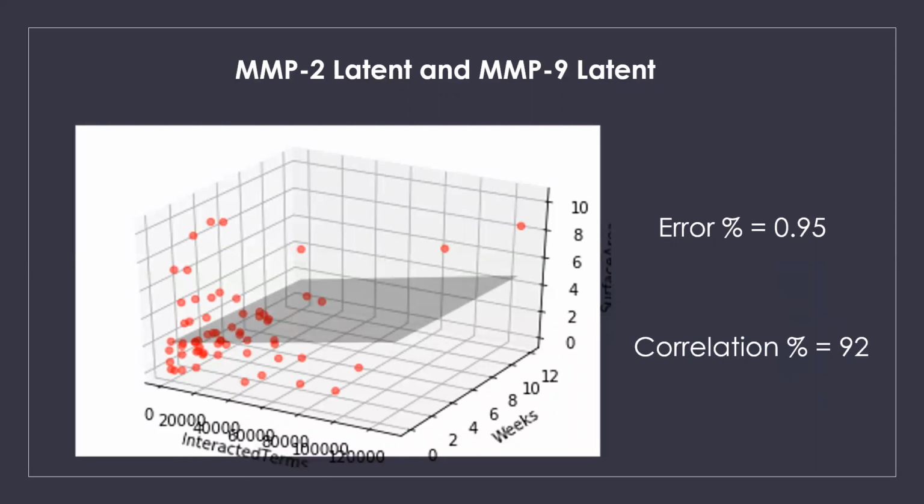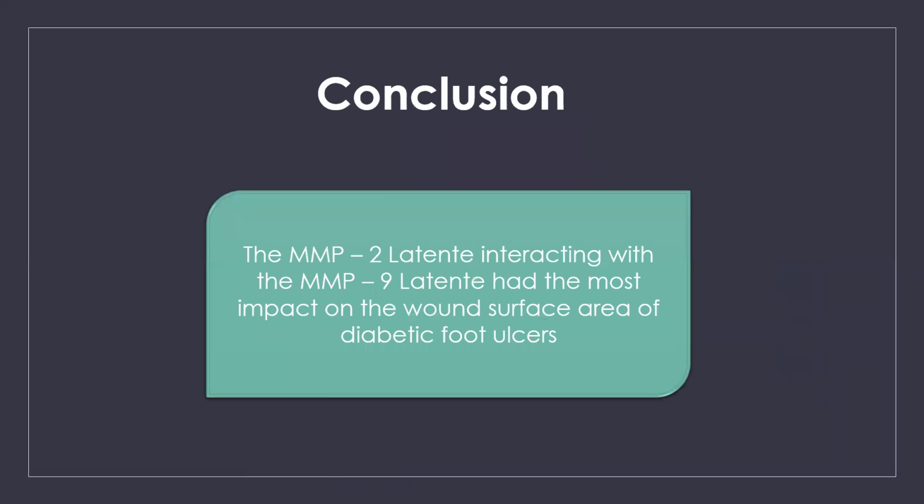This third graph shows the interaction terms of MMP2 latent and MMP9 latent compared to the wound surface area, the Y variable. This model had an error of 0.95% and a correlation percentage of 92. Since the third linear regression model, comparing the interaction terms of MMP2 latent and MMP9 latent to the wound surface area, had the least error and the greatest correlation coefficient, the MMP2 latent interacting with MMP9 latent had the most impact on the wound surface area of diabetic ulcers.